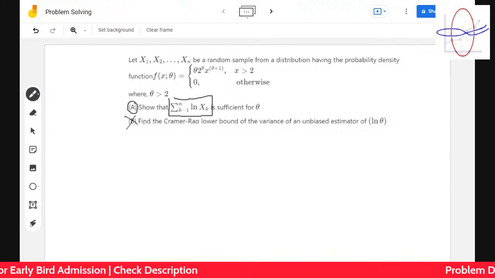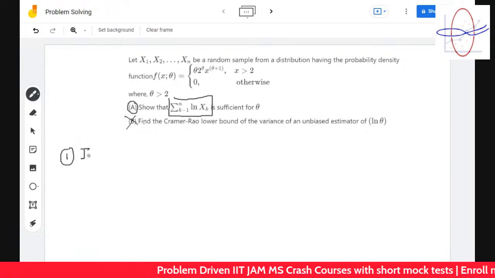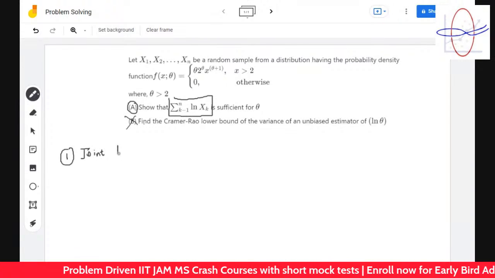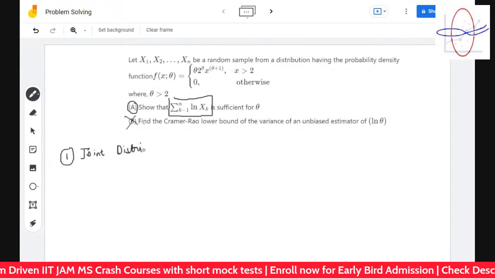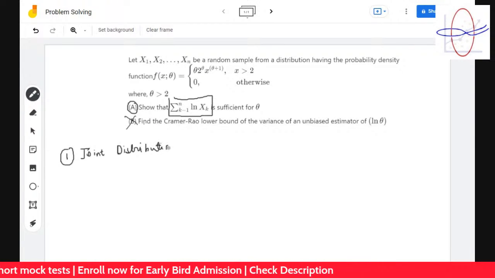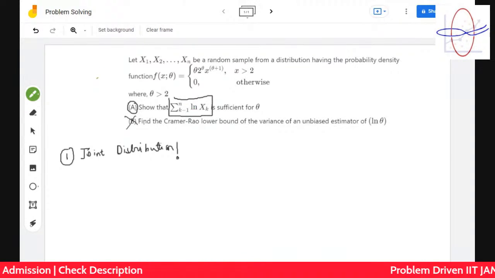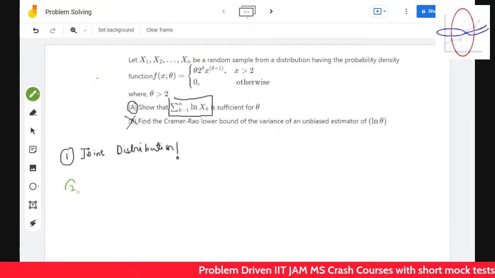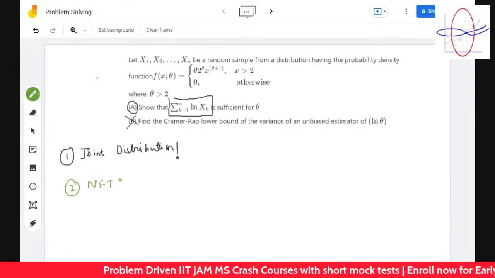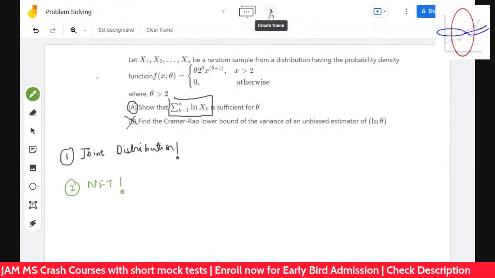So what is the first step? Find the joint distribution. Very good. The first step is always to find the joint distribution. Okay, so what will we do with the joint distribution? We will be using the Neyman-Fisher factorization theorem after that to find the sufficiency. So what does the Neyman-Fisher factorization theorem say?